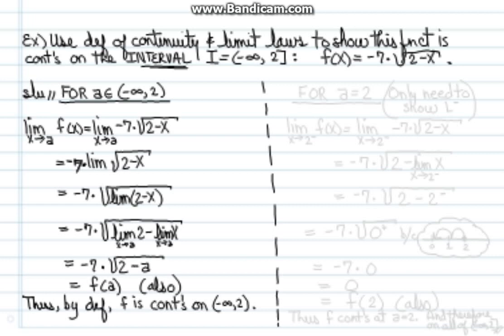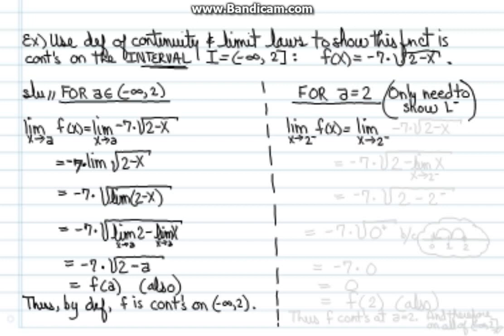Now let's do the next part. For the next part, we have to figure out what happens exactly at the endpoint a equals 2. And really here we're only interested in one-sided continuity. We only need to show that the left limit satisfies the definition for continuity. So the limit as x approaches 2 from the negative side of the function is the limit as x approaches 2 from the negative side of negative 7 times the square root of 2 minus x. Again, we pull out the constant negative 7, we bring the limit under the radical and distribute it across the two terms, and we get negative 7 times the square root of 2 minus the limit as x approaches 2 from the negative side of x.